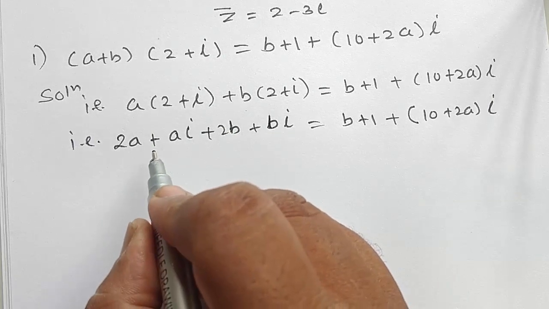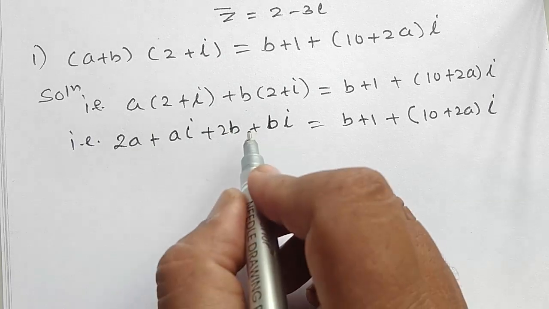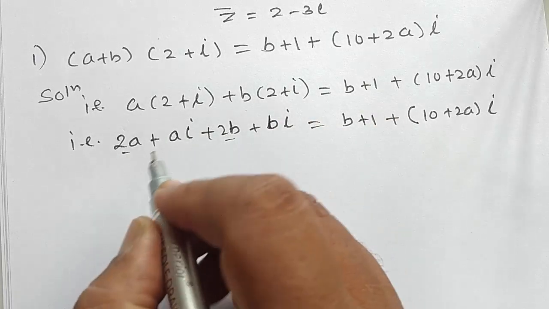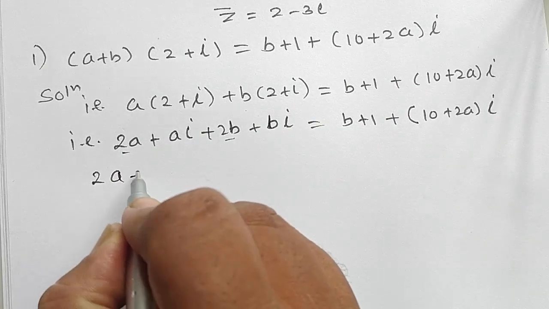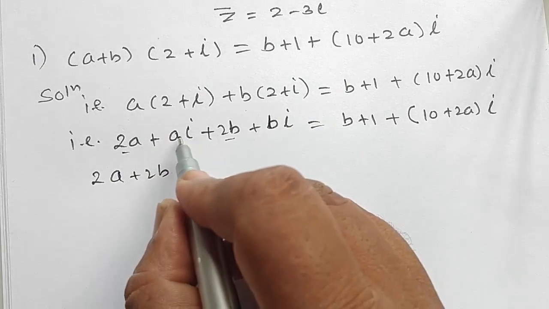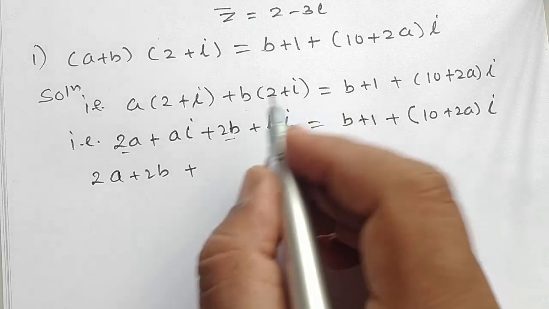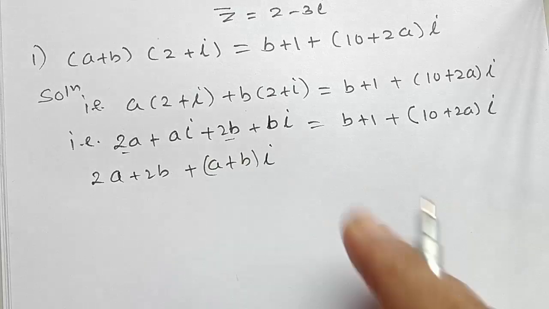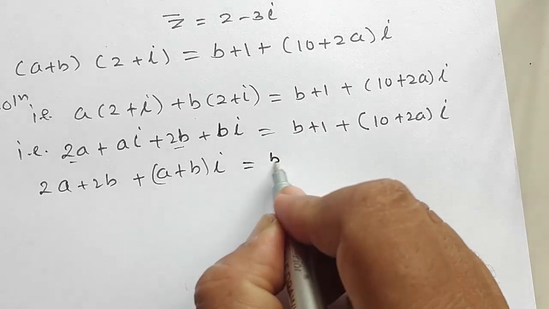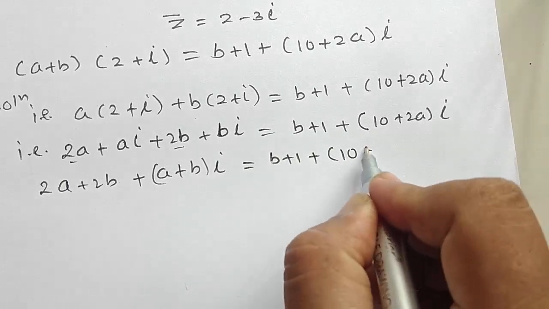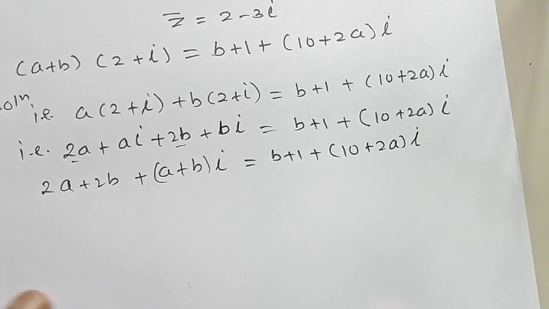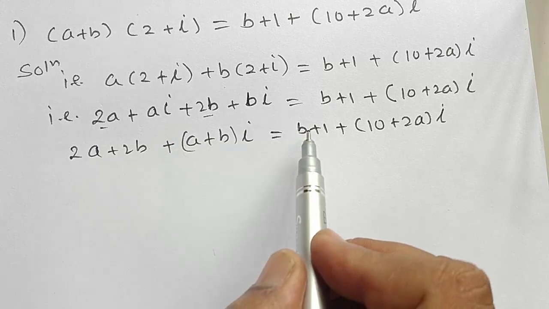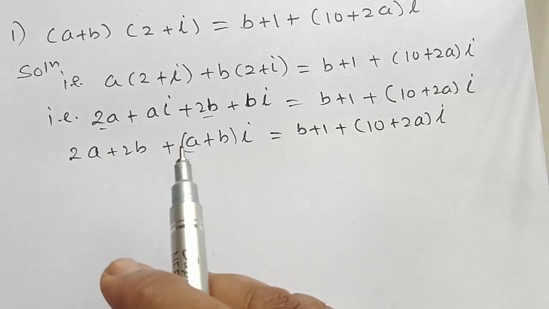Now, we collect the terms of the real part together and the imaginary part together. Here 2a and 2b are real, so we collect these together. Here a into i plus b into i, so we take i common: (a plus b) into i. On the right hand side, (b plus 1) plus (10 plus 2a) into i. Now, by equality of two complex numbers, real parts are equal and imaginary parts are equal.